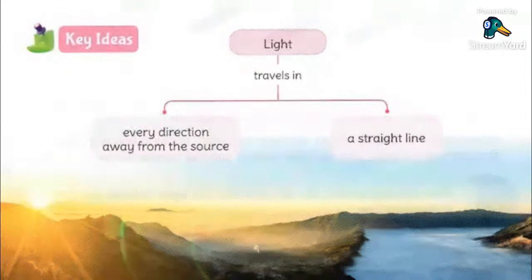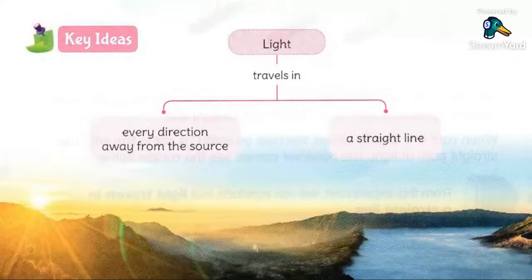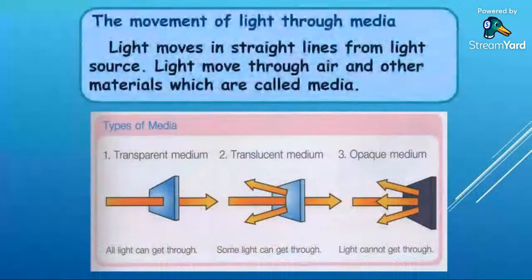So we will have a review first. Last time we have studied about light that travels in every direction away from the source, and light travels in a straight line. When it comes to the movement of light through the media, it moves in straight lines, and it moves through air and other materials which are called media.